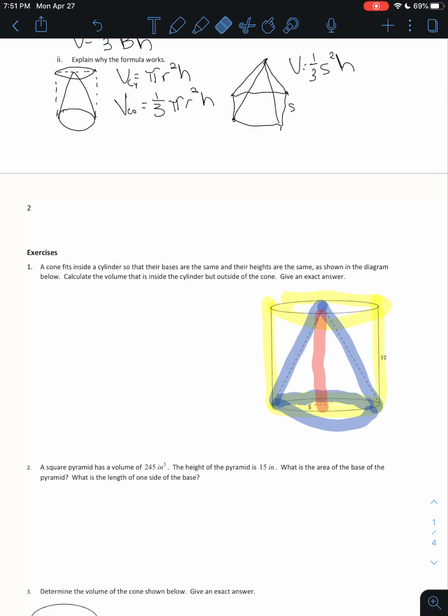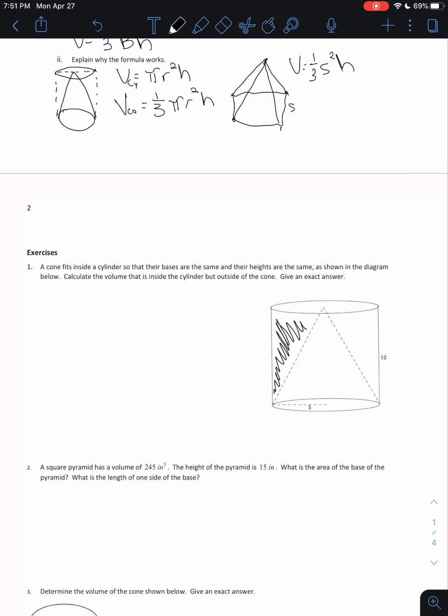Okay. So let's erase this. So now our problem is to calculate the volume that is inside the cylinder but outside the cone. So to imagine that, the volume that's inside the cylinder, the bigger one, but outside the cone. So it's basically all this space.